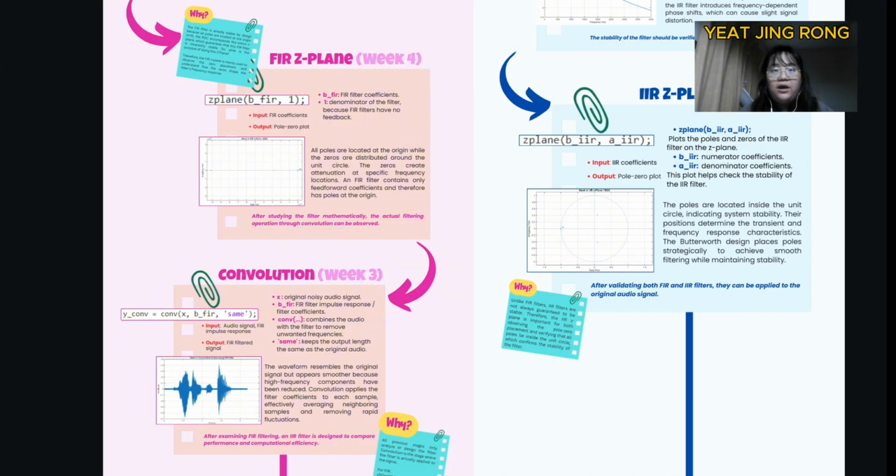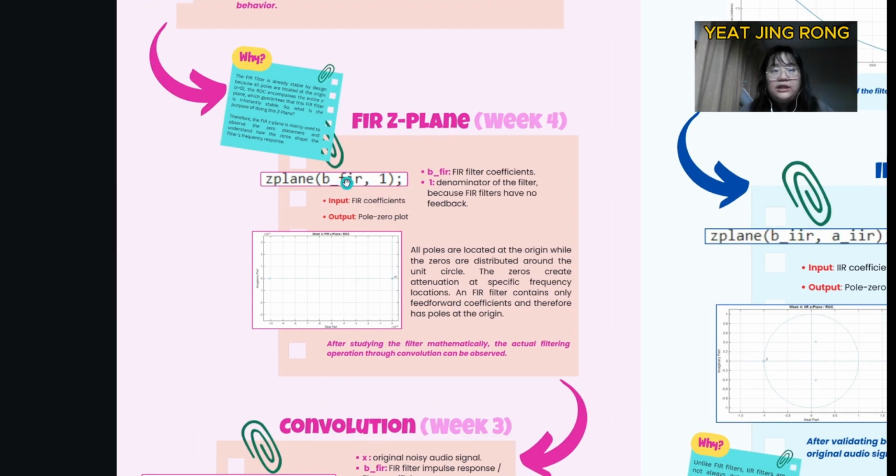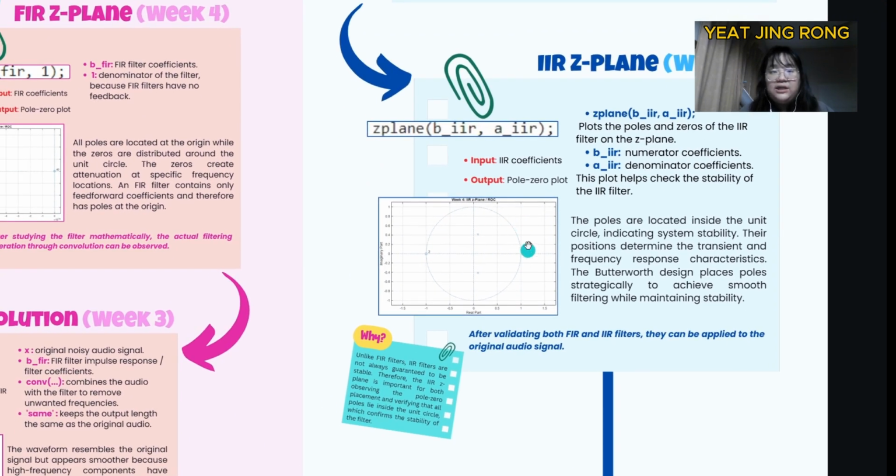After designing the FIR and IIR filters, we use a Z-plane to understand how the filters behave. For the FIR filter, we use this code, and the denominator is 1 because FIR filters have no feedback. Since FIR filters are stable by design, the Z-plane is mainly used to observe the zero placement. The zeros show which frequency components are reduced. For the IIR filter, we use this code, and since the IIR filter uses feedback, we need to check the stability. In our plot here, the poles are inside the unit circle, which means the IIR filter is stable.